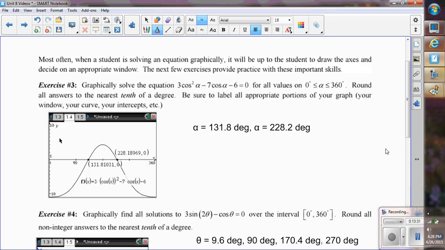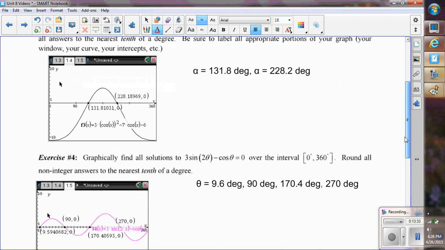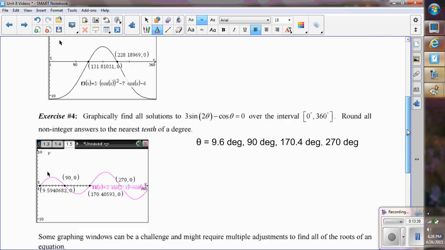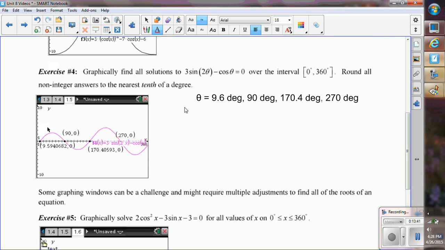Okay, now getting back over to here, when you finish this, you get 131.8 and 228.2 degrees. In exercise 4, you type it in exactly as you see it, as you see what I typed in the pink. Except you always have to make sure you use x's when graphing. I did not emphasize that enough before. Do not change to the fancy variable of the problem. Make sure you always graph in terms of x.